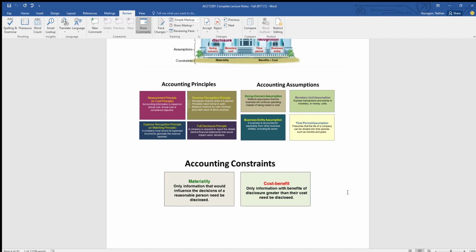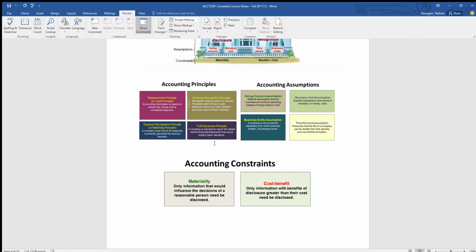The last principle is known as the full disclosure principle, and basically we are required to report the details behind financial statements that may impact a user's decision. Just a couple of years ago we had Hurricane Harvey, and that put a lot of businesses in trouble. So we had to fully disclose why we are reporting all this loss, what happened, and this will impact users' decision if they want to invest in the company, if they want to help it to grow again. And so we'll have those.